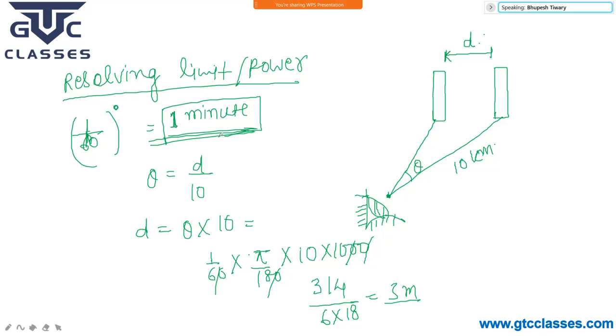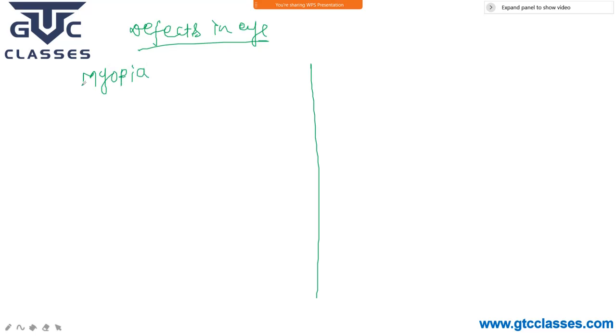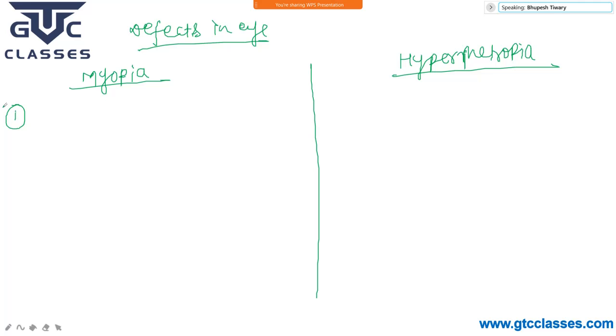Okay. Now the next thing is, in our eyes we can get defects also. Most of the defects you would have learnt in class 10th. We will quickly brush up on defects in the eye. So there are two defects mainly, myopia and hypermetropia. Quickly, can you explain what are those? What is myopia? Short-sightedness. Yeah, but what happens in this?